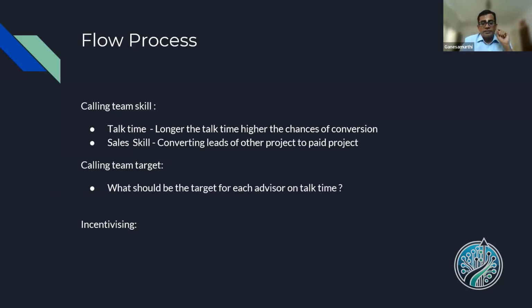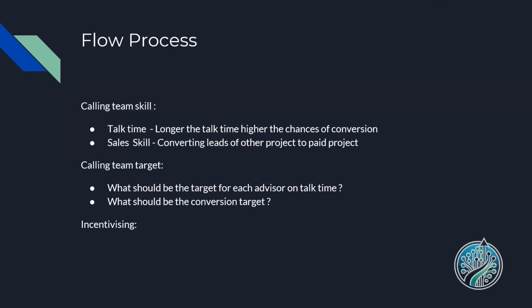Then you have to set a target. So what should be the target for each advisor on talk time? 6 hours. Straightforward, no? And what should be the conversion target? This is also straightforward. We said we need 40 conversions and we have 20 people. Now, here is where the trick starts. So 2 conversions per person, because we have 20 people. Correct? So 2 conversions per person is the target.